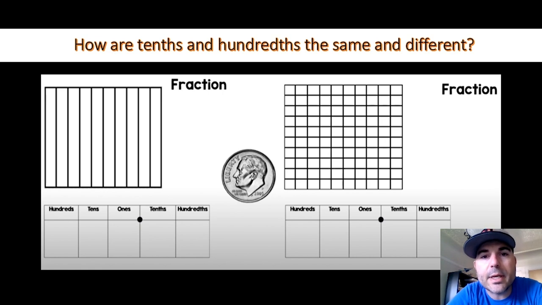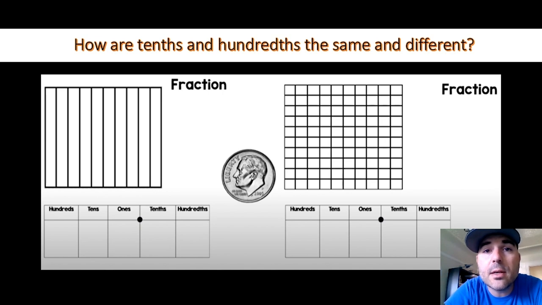Let's take a closer look at tenths. When we talk about tenths, that means that we're taking our whole thing and we're breaking it into 10 equal pieces. That might be taking a pizza and breaking it into 10 equal pieces. That might be taking one candy bar and breaking it into 10 equal pieces.